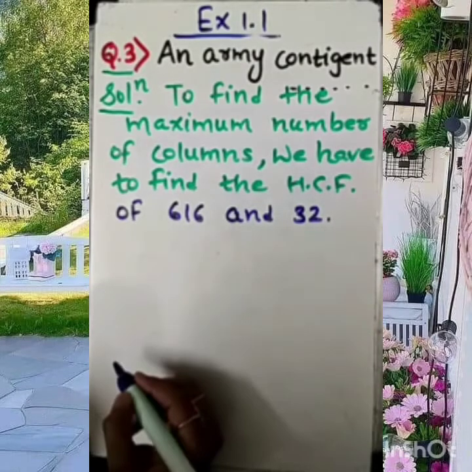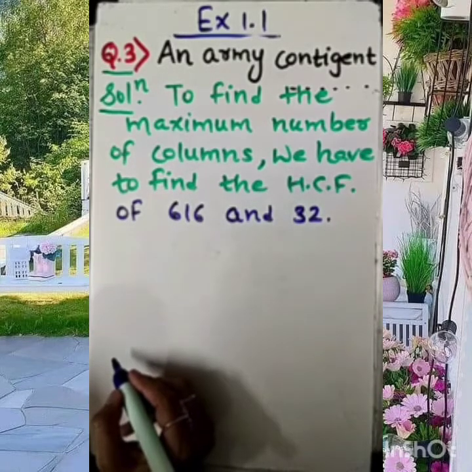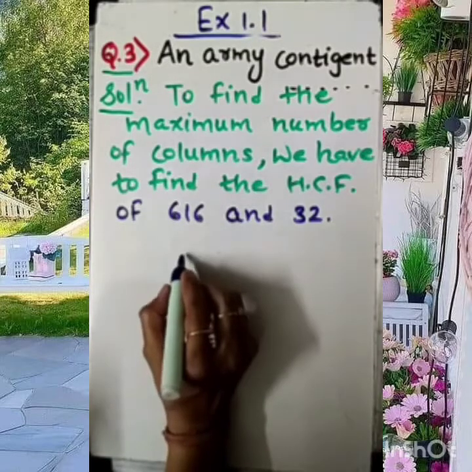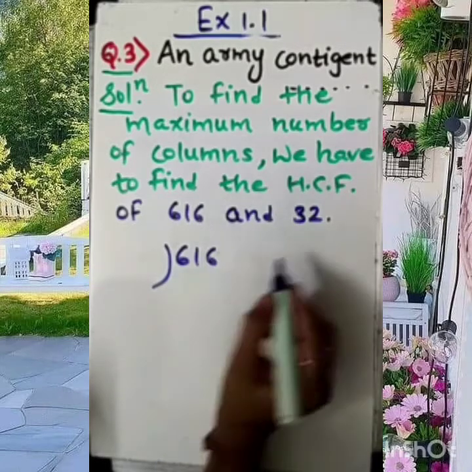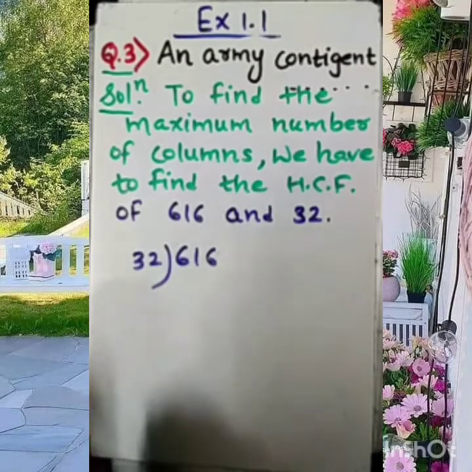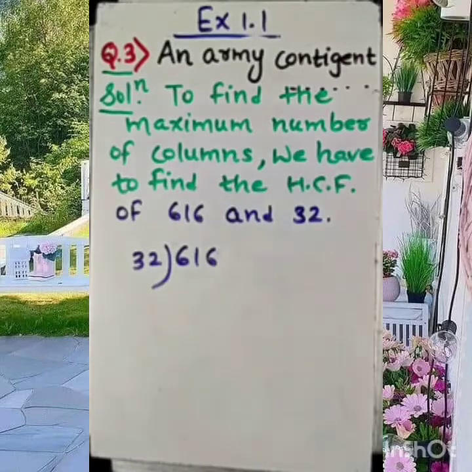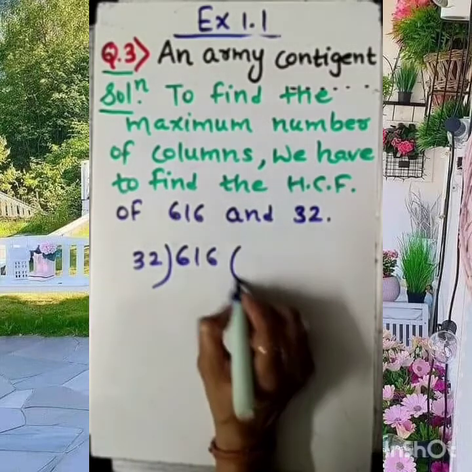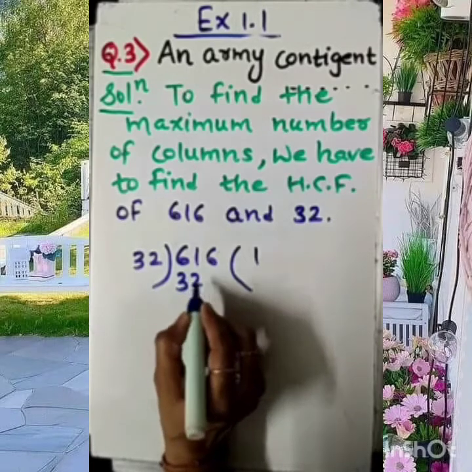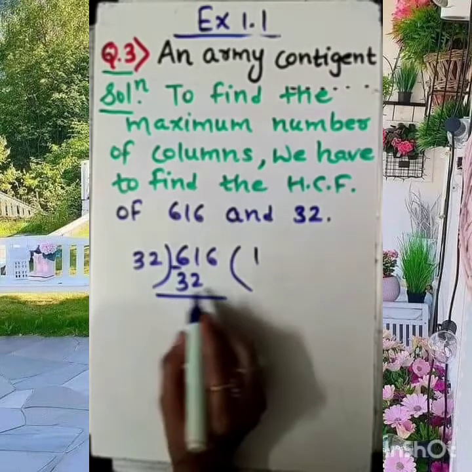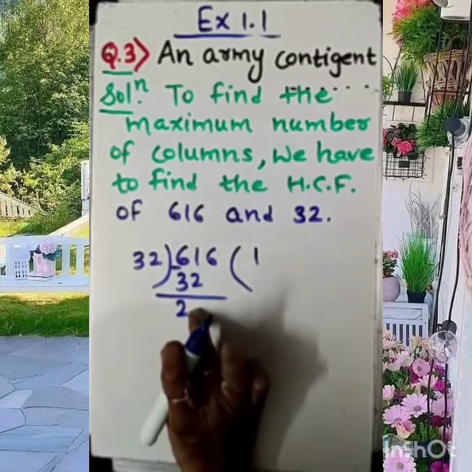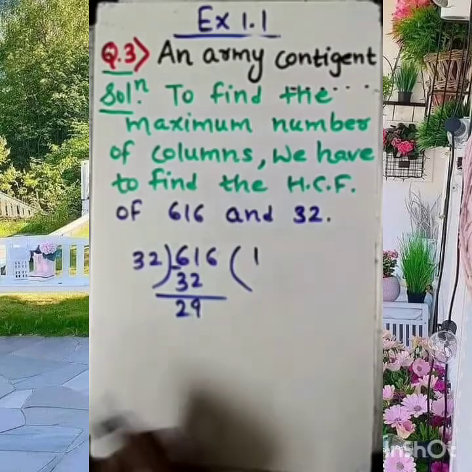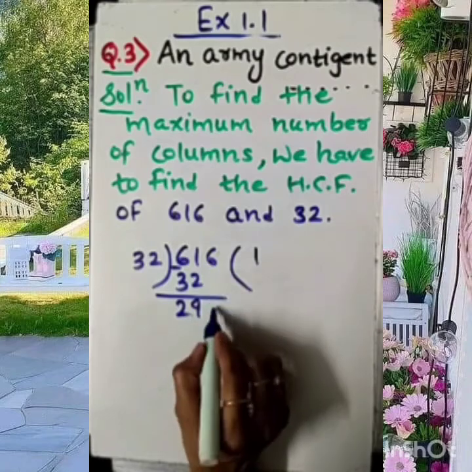So, dear students, how to work this out? As we know very well, first of all, 616. Let's divide. This is bigger than 32, so we are going to divide it by 32. As we know, dear students, 32 ones are 32. There is a minus. So if I subtract, then 29 will be left, right? Here it is 61 minus 32, which will be 29, and let me bring this 6 down.